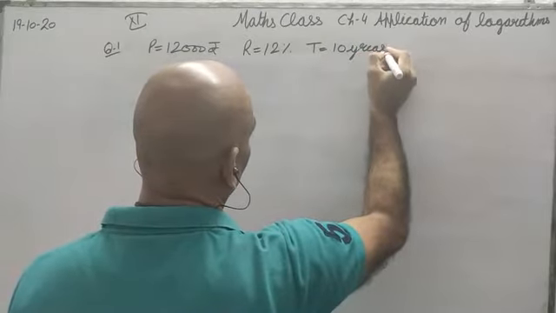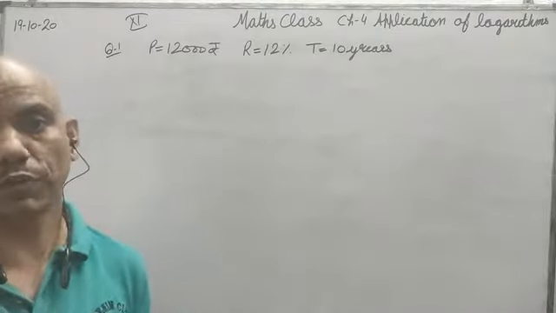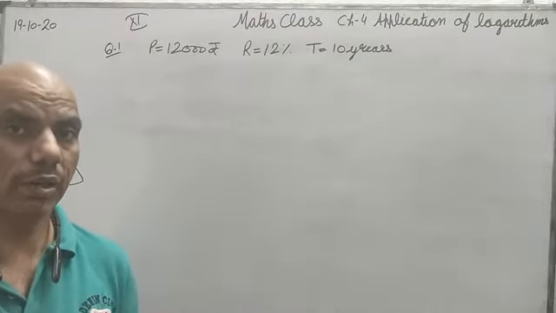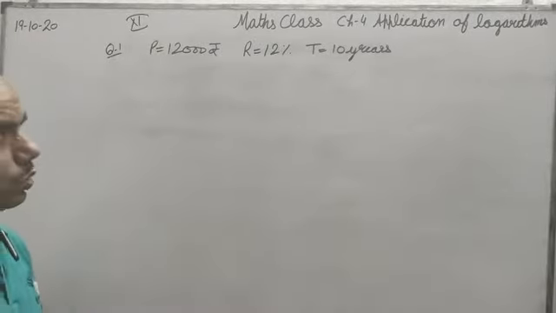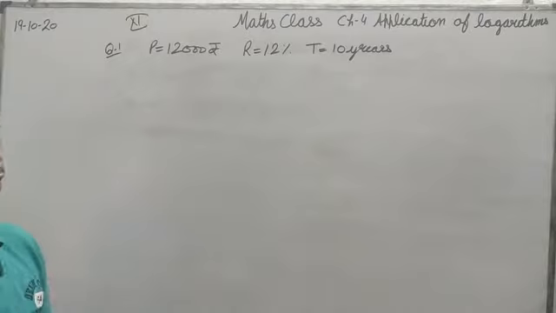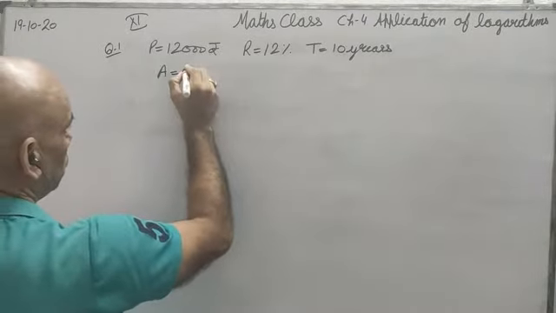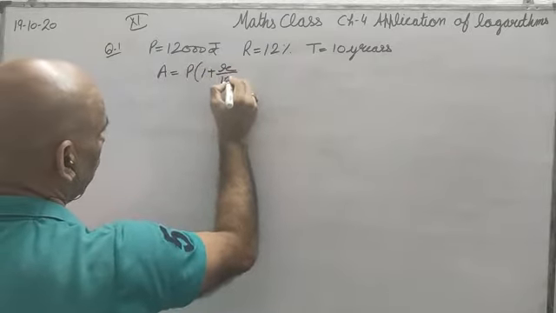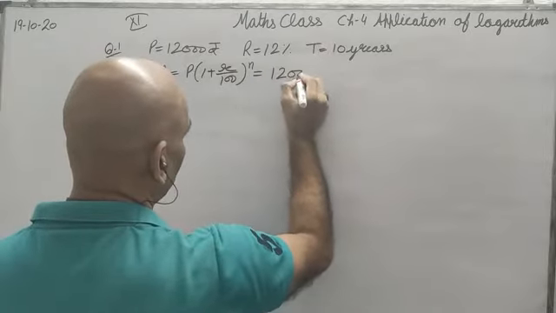Now you remember when this power will be 10, if you multiply a number by itself 10 times, then how big a number you are going to get, for multiplication as well as for division. So to protect yourself from that, we will solve it with logarithm. The amount is equal to P (1 plus R upon 100) to the power n. Principal is 12,000.